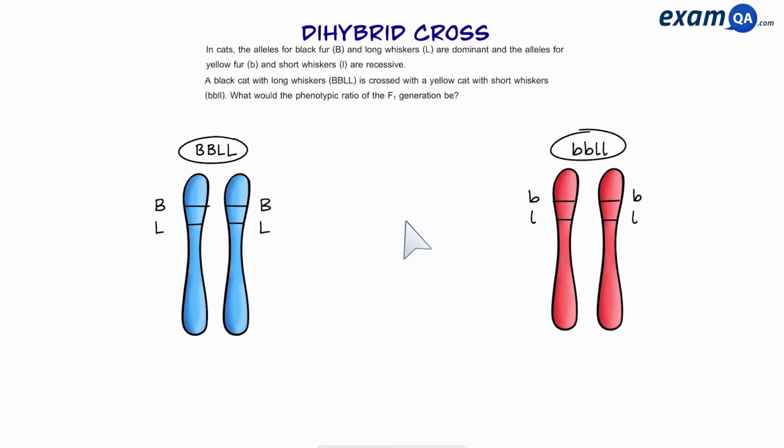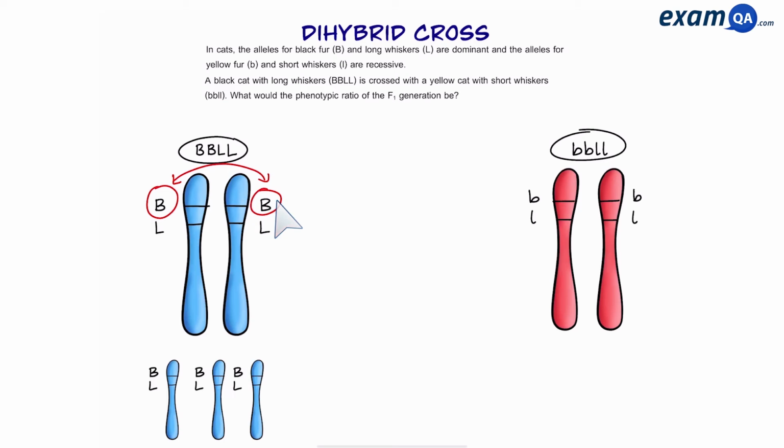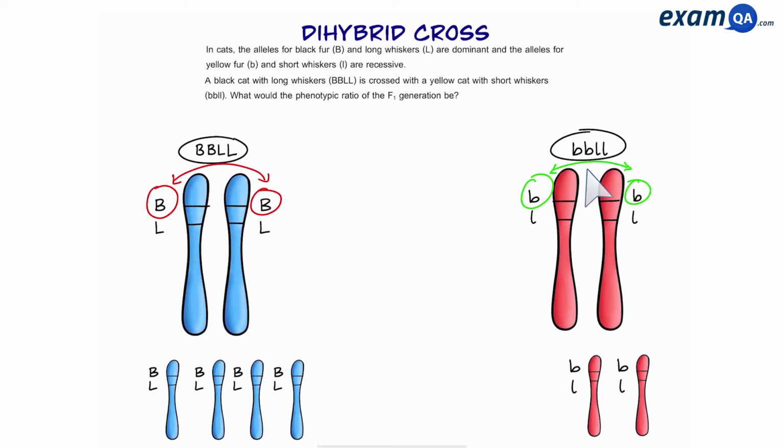Let's see what chromosomes this black cat with long whiskers can produce. Here's one, here's the other one, and because of crossing over, we get this and also this one. And let's move on to the yellow cat with short whiskers. Here's one, here's the second one. Again, because of crossing over, we can produce this and this combination.